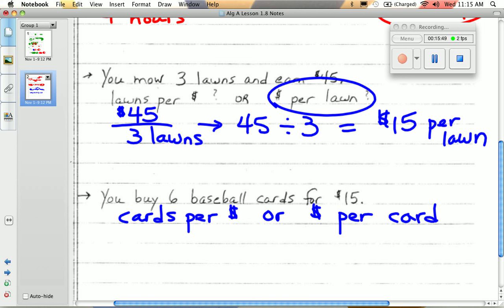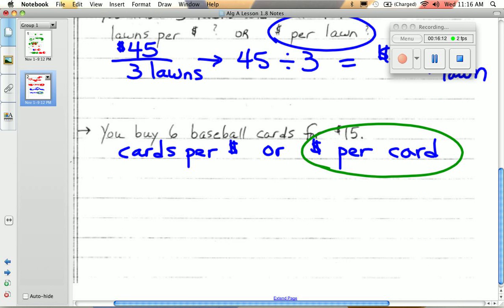Riley, what do you say? So it makes more sense to you to say how much you were paying per card than how many cards you got for every dollar? How many of you agree? Makes more sense to say, you know what, I want to know how much I paid per card rather than how many cards I got for every dollar. Yeah. Okay, so what's our setup going to be then? With labels in them, I want you to tell me what my fraction is going to be that I'm going to set up. Mia?